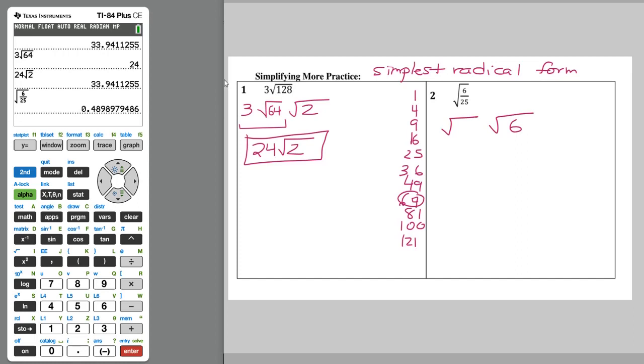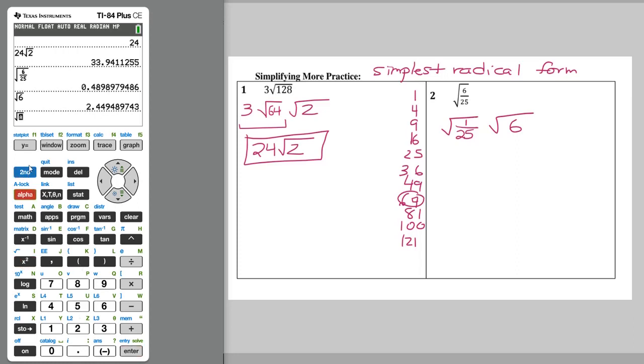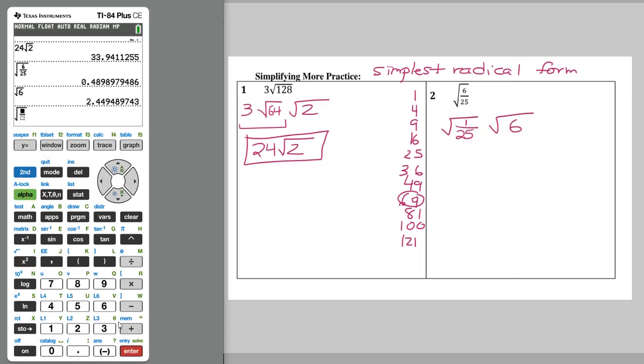But 25, in this fraction, is not just 25. It's 25 at the bottom of a fraction. Since I moved the 6 over here, what's left here? Well, just a 1. I can't leave a 0 there. I can only leave a 1 as a placeholder. So let's try this again. Radical 6, definitely the irrational part. I'm going to try the square root, and I'm going to go to alpha y equals to get that fraction. I'm going to do 1 over 25.